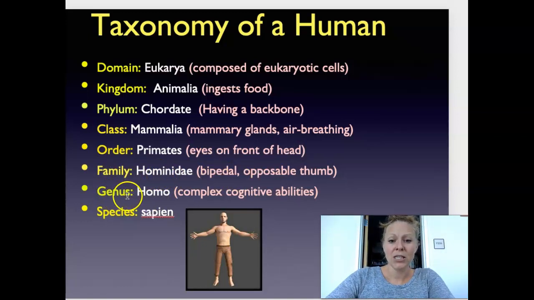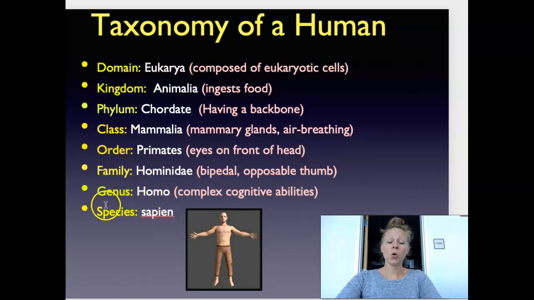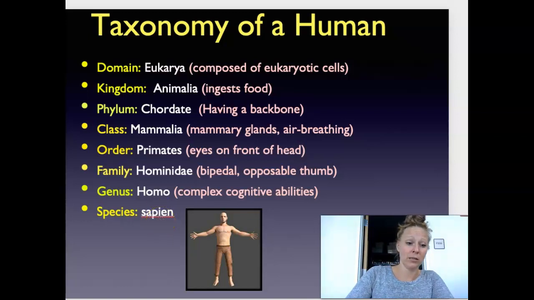Finally, the genus that we are in is Homo, meaning complex cognitive abilities. And finally, our species is sapiens. So when you put those together, we are Homo sapiens. There's only one species, sapiens. Every species has its own species name, so every species is just one single type of organism. There's only one Homo sapiens. There's only one Pan troglodytes.